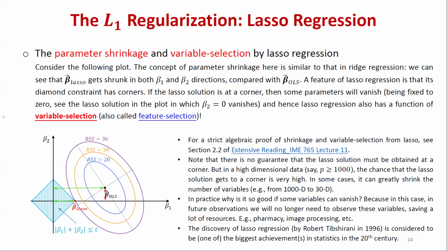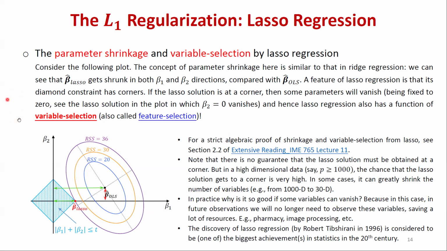Why? Because think about it. In my lasso solution, beta 2 is 0. That means I don't need this beta 2 parameter anymore. And hence I reduce the two-dimensional data X to one-dimensional data. So this is a big improvement. You see what I mean?